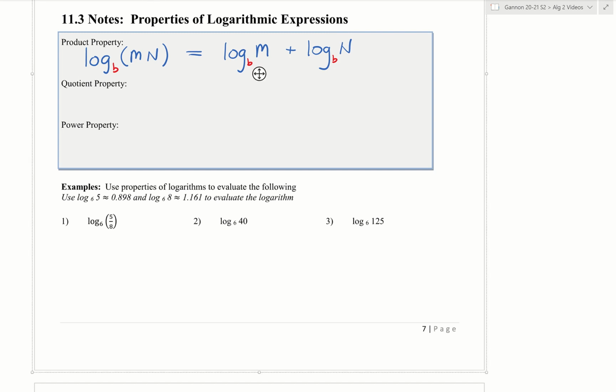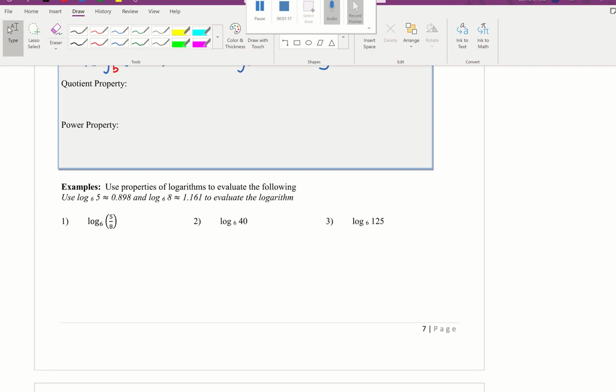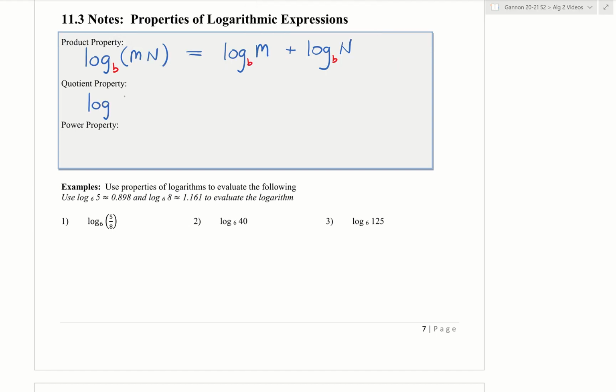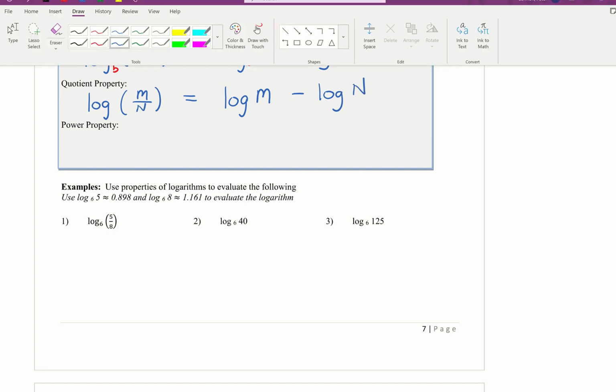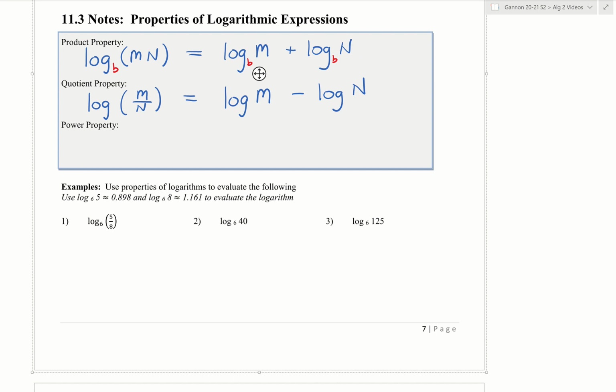Now the quotient property works like this. If we have log of m divided by n, then that is simply going to be log of m minus log of n. Again, same idea here. I used common log, but if we had any other base, each one of those logarithms would need to have the same base. Again, making the connection to exponentials, when we divided exponents, we subtracted. So that relationship between division and subtraction is still true.